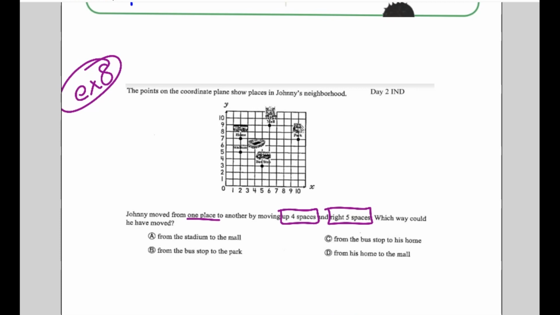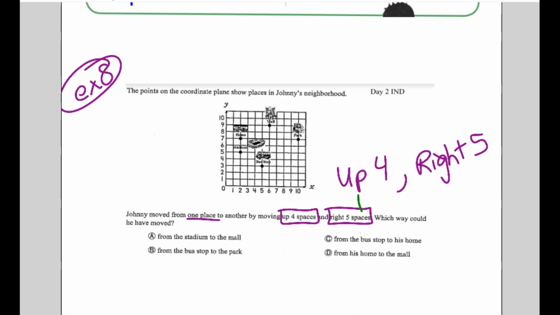So it's telling us that we want to go up 4, and then right 5. Okay. So now in our options, it's telling us where did he go? A says from the stadium to the mall. B says from the bus stop to the park. C says from the bus stop to his home. D says from his home to the mall. So let's try these options and see which one makes sense.